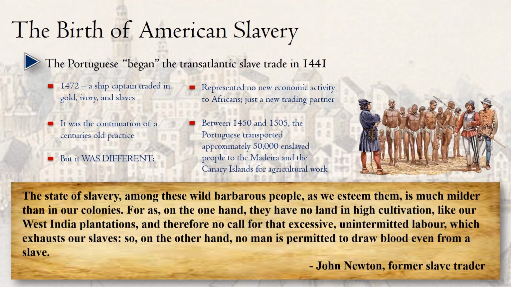John Newton, who is a former English slave trader, notes as he is traveling in Africa, he says, the state of slavery among these wild, barbarous people, as we esteem them, is much milder than in our colonies. For as on the one hand, they have no land in high cultivation, like our West India plantations, and therefore no call for that excessive, unintermitted labor which exhausts our slaves. So, on the one hand, no man is permitted to draw blood, even from a slave.